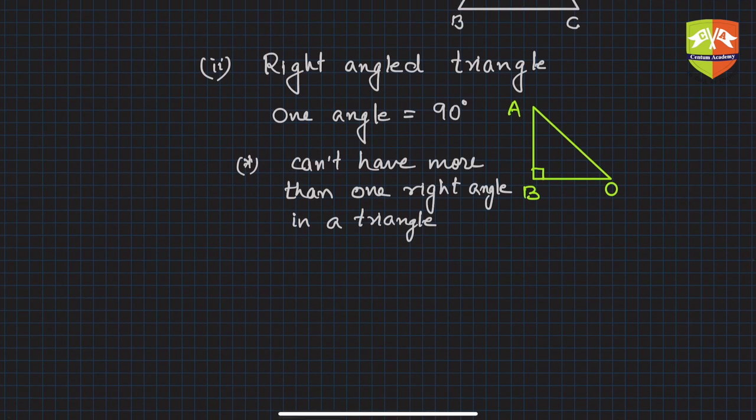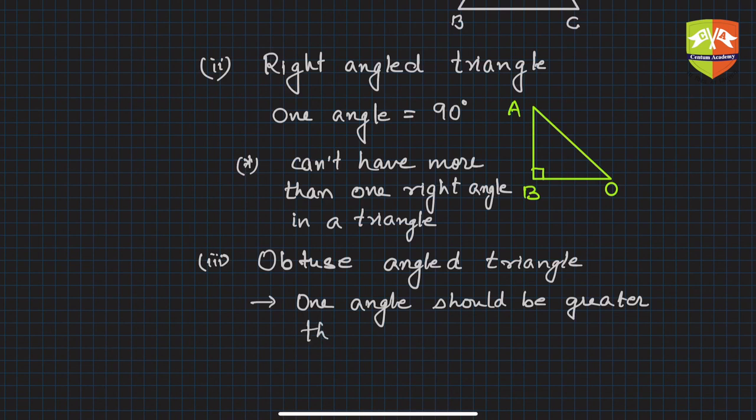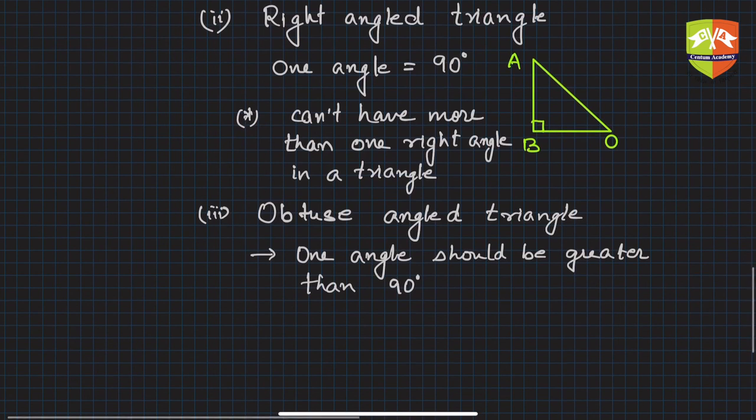And third one is obtuse angled triangle. Okay. What does it mean? It means that at least one angle should be greater than 90 degrees. Should be one angle only. In an acute angle triangle, we talk about all three being less than 90 degrees. In this, one angle should be greater than 90 degrees. Automatically, the other two will become less than 90 degrees. That's also we are going to study.